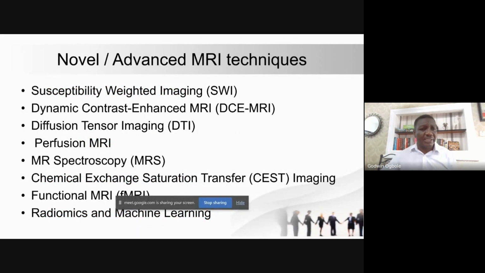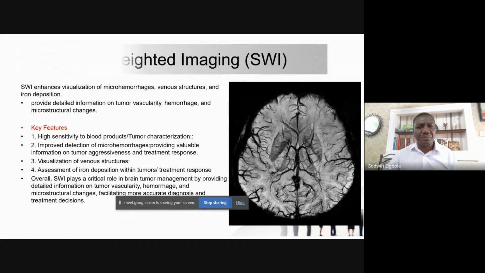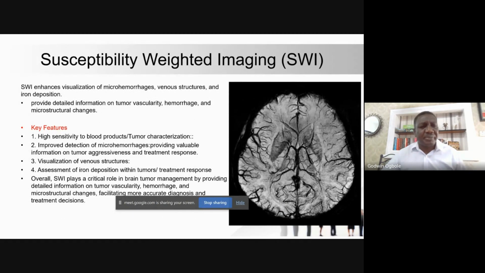And what are novel techniques? They include things like susceptibility-weighted imaging, dynamic contrast enhanced MRI, diffusion tensor imaging, perfusion MRI, MRI spectroscopy, chemical exchange saturation transfer imaging, functional MRI, and radiomics and machine learning tools, which are computational imaging techniques that help us to further characterize tumors and do prediction analysis. Now, what is susceptibility-weighted imaging?